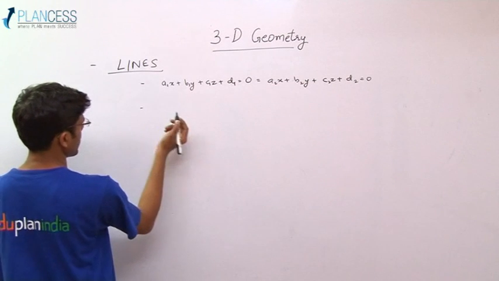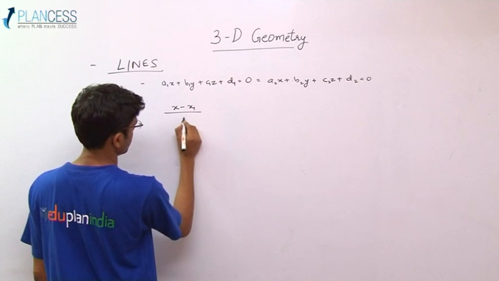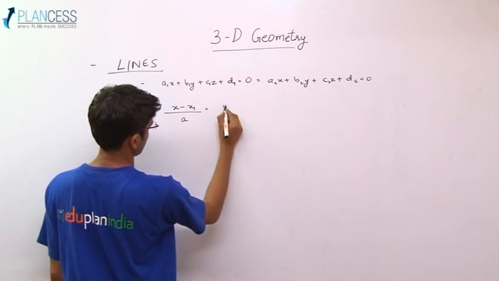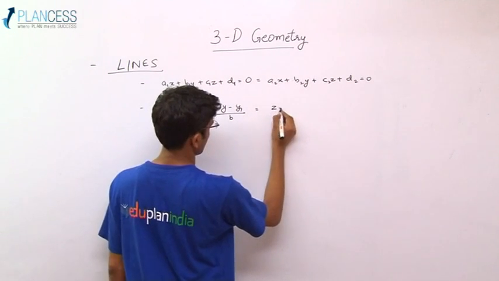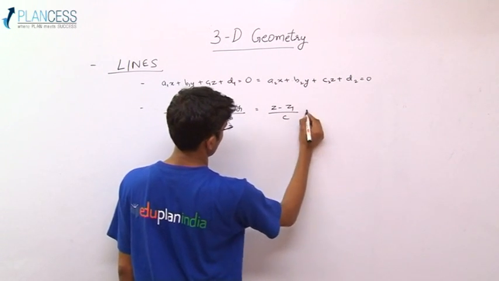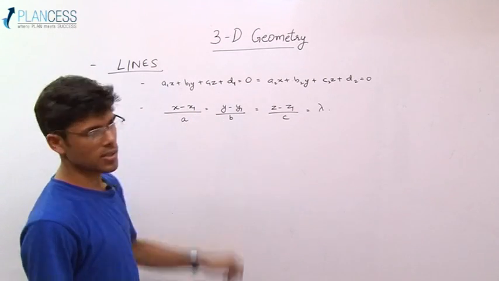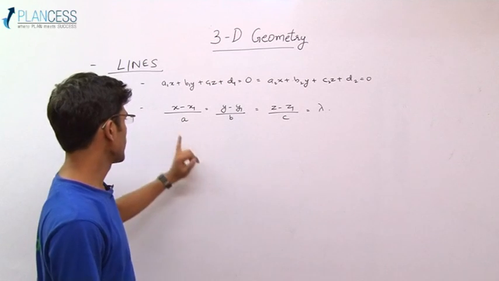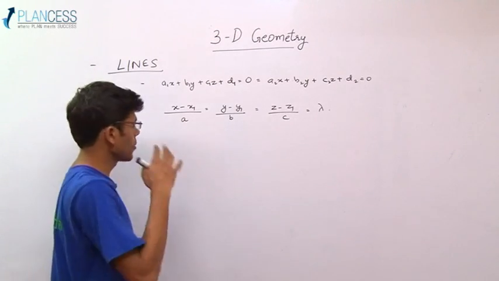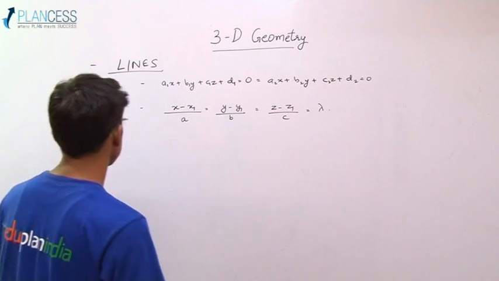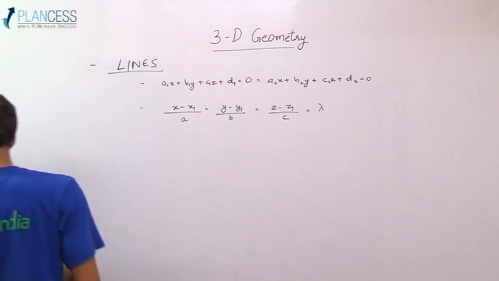Another representation of the line is the parametric form. This says that this is a line which is passing through the point x1, y1, z1, and the direction ratios of the line are a, b, and c. These two forms are interchangeable. So this is the basic structure. Let's take a few examples.